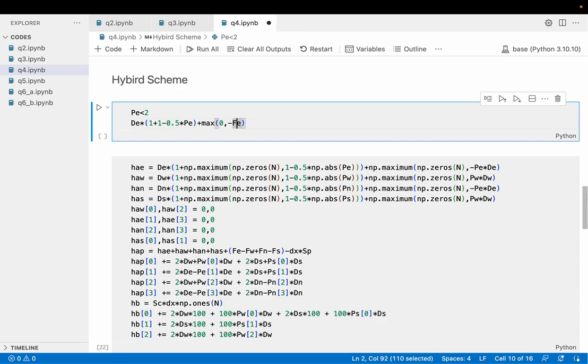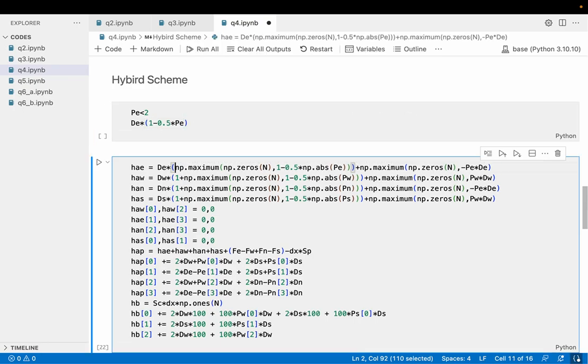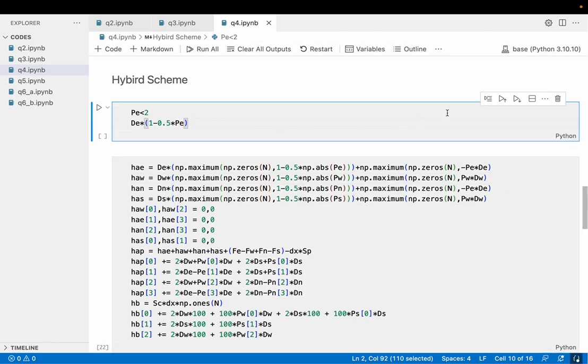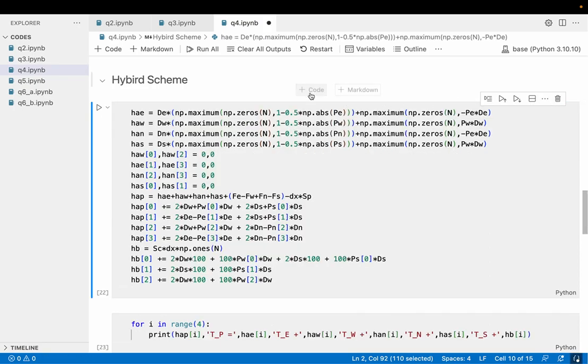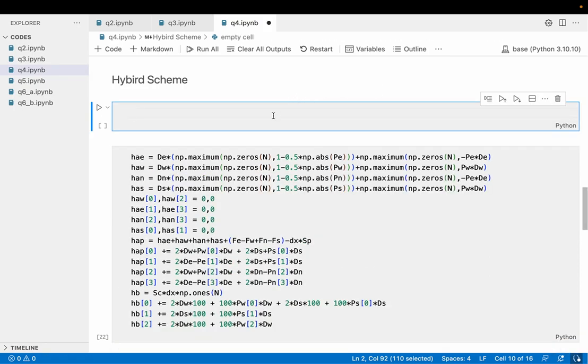And then since this will remain the same, if FE is positive, this term will be 0. So this should be similar to your central differencing scheme. There shouldn't be a 1 here. Yeah, maybe I think I made a mistake while explaining.